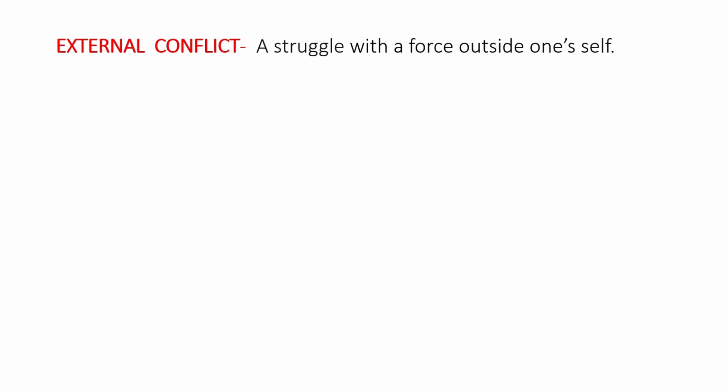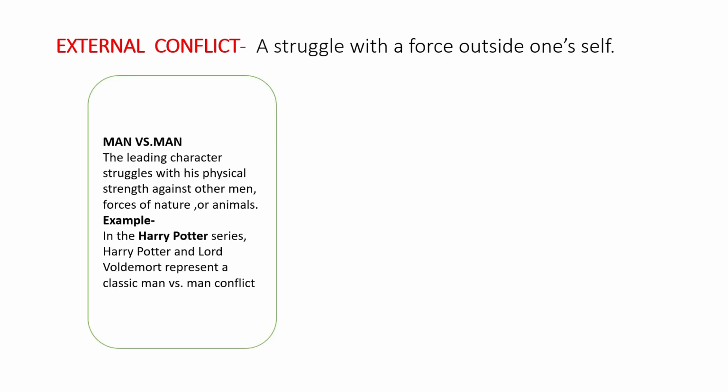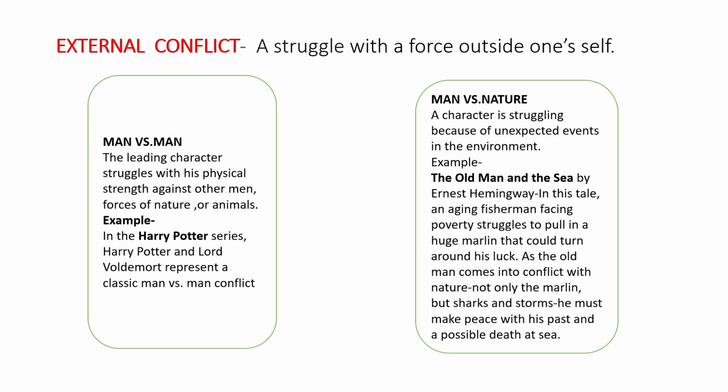External conflict is divided in four parts for better understanding. First one is man versus man. The leading character struggles with his physical strength against other men, forces of nature or animals. Example, in the Harry Potter series, Harry Potter and Lord Voldemort represents a classic man versus man conflict. Next is man versus nature.